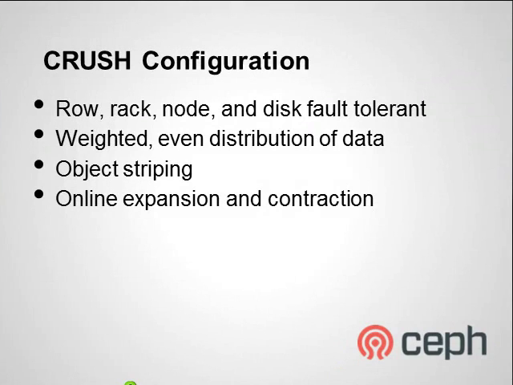So one of the key parts of Ceph is the CRUSH algorithm, and that deals with the original placement and remapped placement of data within your cluster. So we've tuned our CRUSH configuration so that it is rack, row, node and disk fault tolerant. That means that we can lose any disk, we can lose any node, we can lose a whole rack, and we can lose a whole row, and it will not affect availability of our cluster.